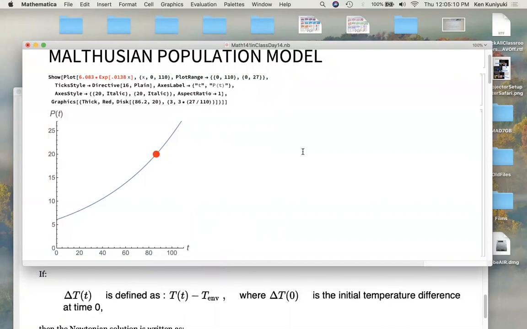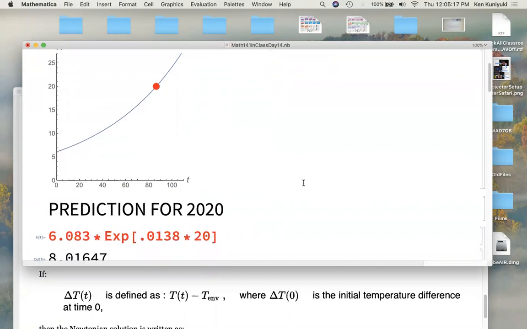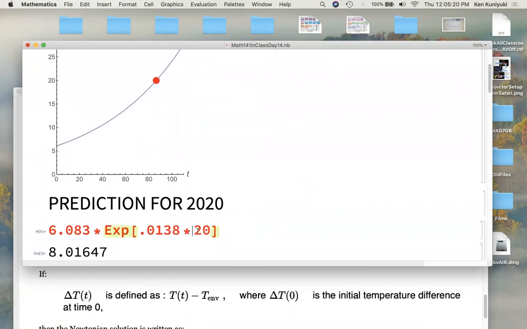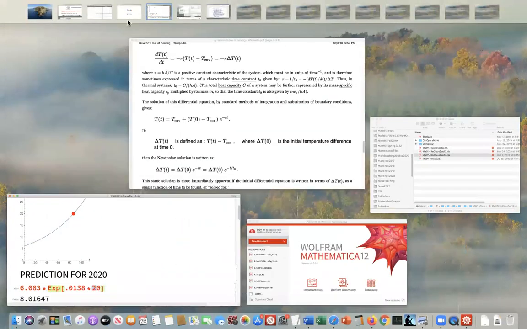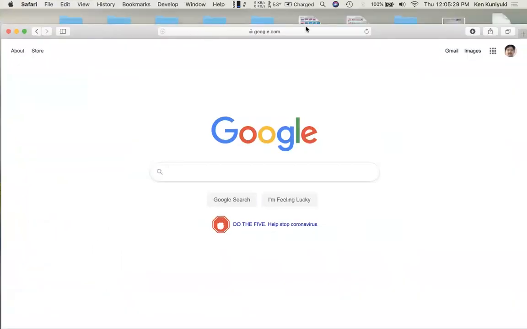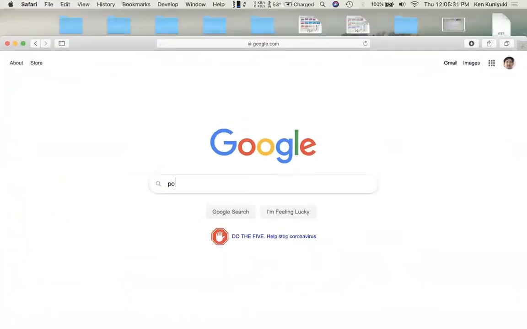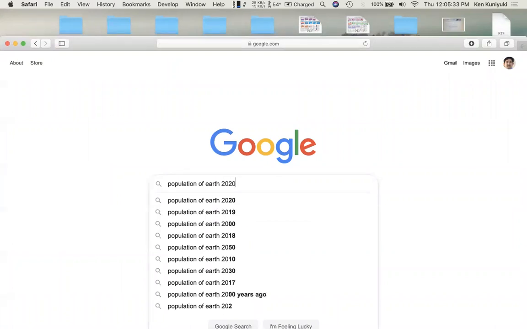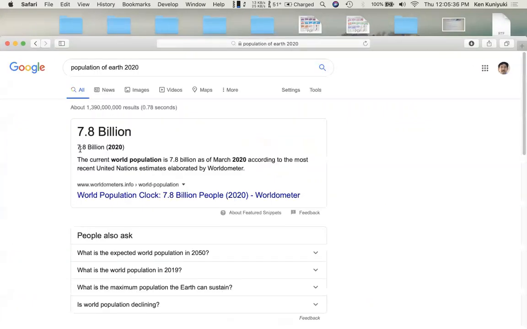All right, now what does this Malthusian model predict for the year 2020? The prediction for 2020, if you plug in t equals 20, we get a bit over 8 billion. Now, what in fact is the population of Earth in the year 2020? All right, well, let's Google it. Population of Earth 2020. It's about 7.8 billion as of March 2020, about 7.8 billion. And we were approximating a bit over 8 billion.